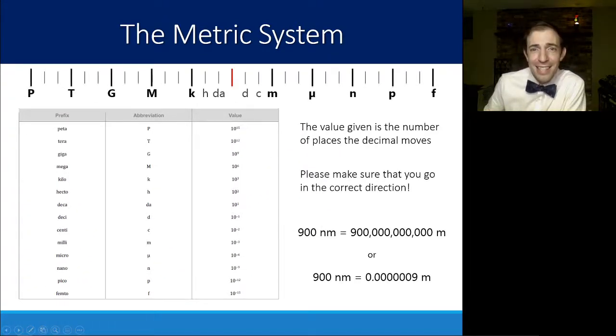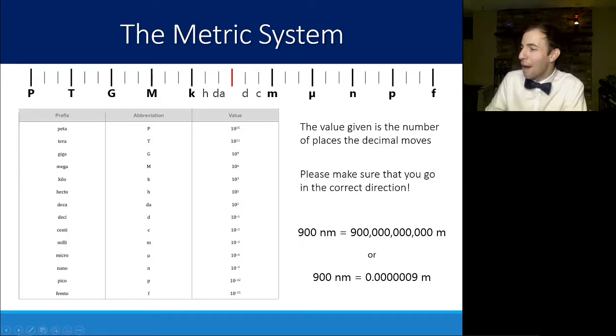The value given to the number is the number of decimal places that you're going to move, basically. So here, you'll see these are all raised as powers of 10. For example, if you're looking at mega here, it's 10 to the 6th. That means you're going to move the decimal place 6 times to convert from megameters to meters. Now, the biggest thing that I see students do incorrectly is they go the wrong direction. They move it the right number of places, but they move it the wrong way, which makes it very, very wrong.